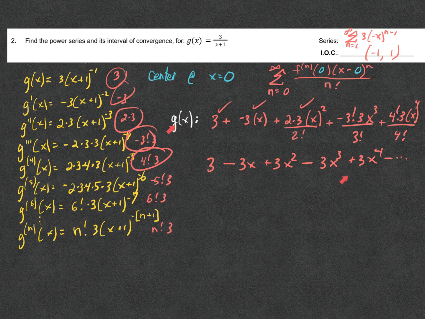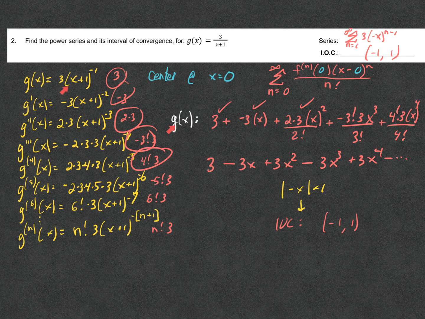And we obtain our series, which we can then write in series notation, 3 times the common ratio of negative x to the n minus 1. Recognize that this is a geometric series where the common ratio is negative x. And so the geometric series has a common ratio of negative x. And when you do the regular old, when is that common ratio less than 1, we get the same interval of convergence for the geometric series, which is the open interval from negative 1 to 1.